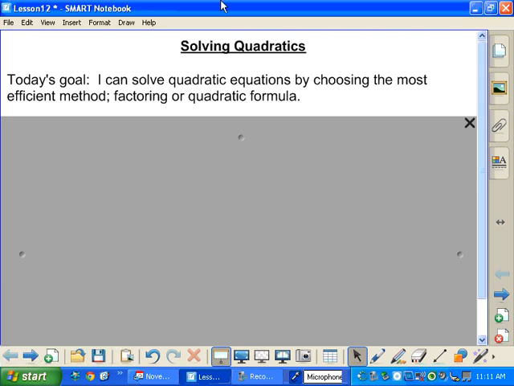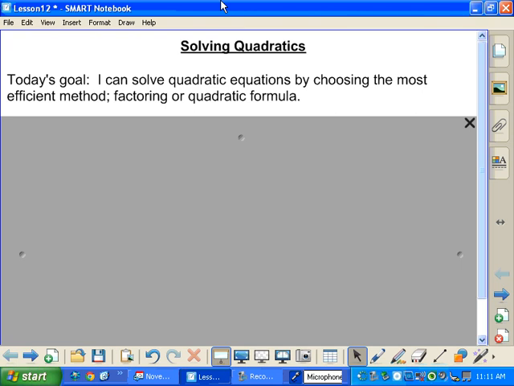Okay, our next lesson is dealing with solving quadratics. So what is our goal today? The goal: I can solve quadratic equations by choosing the most efficient method, factoring or quadratic formula. I know people don't like factoring. However, factoring can be a little bit more efficient than using that quadratic formula.